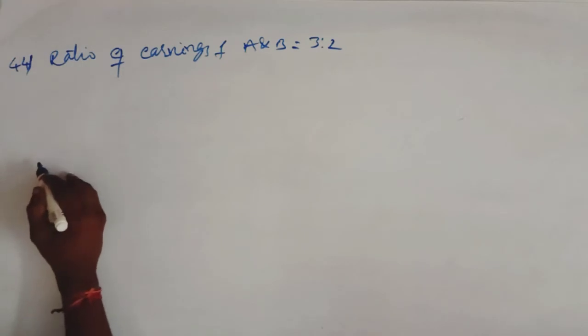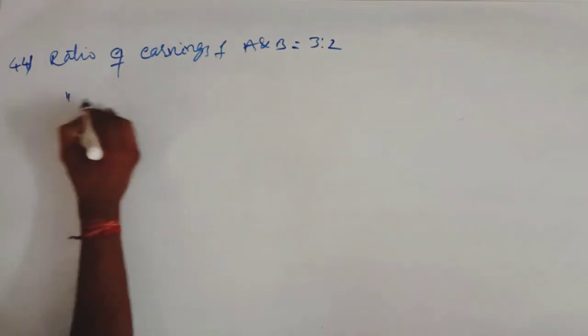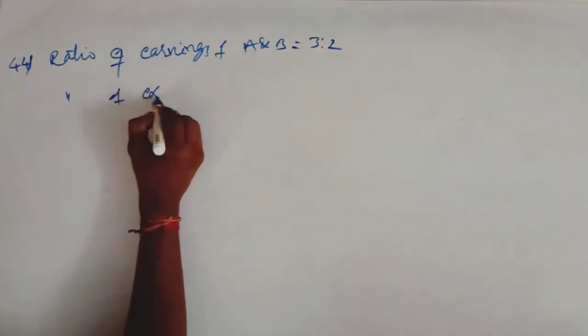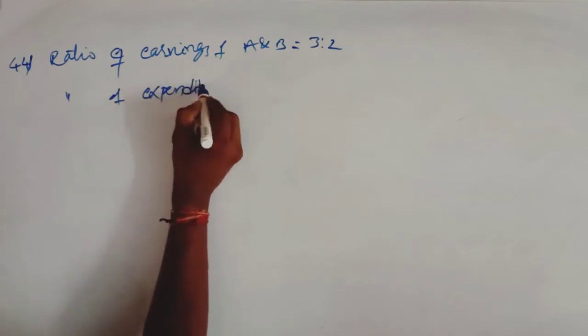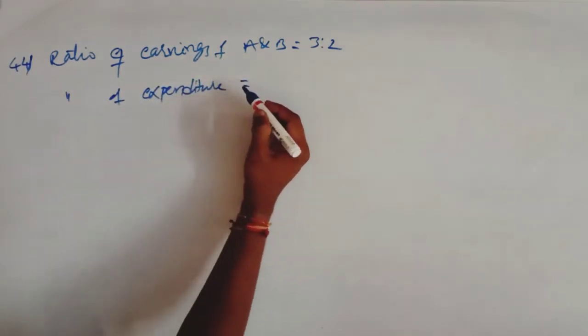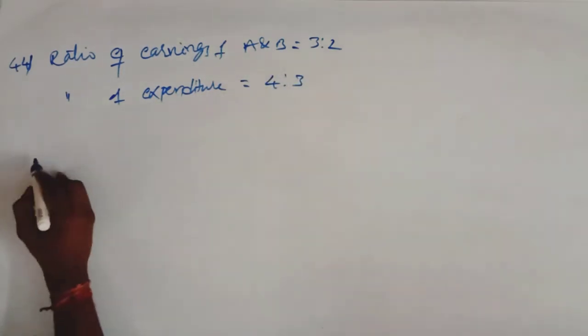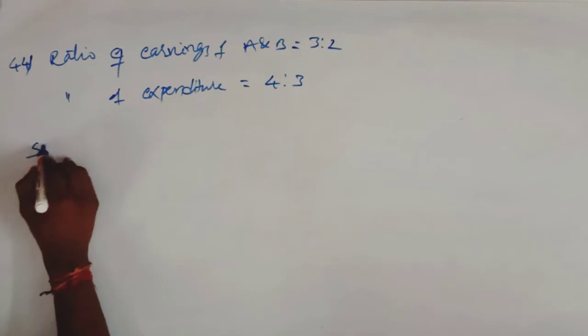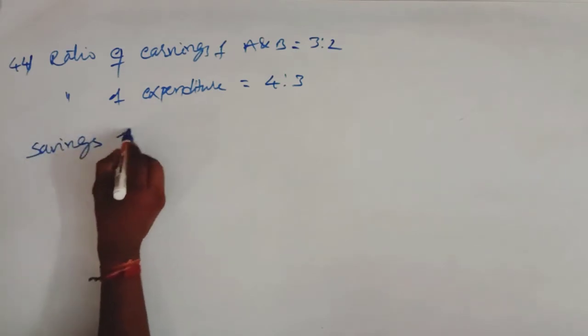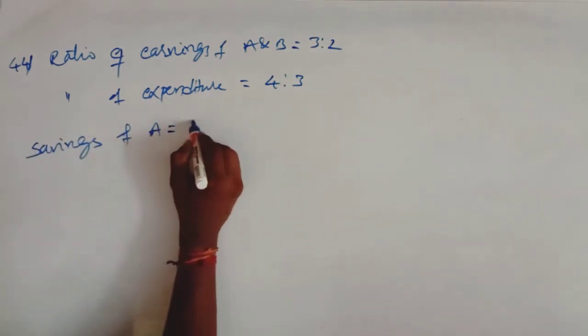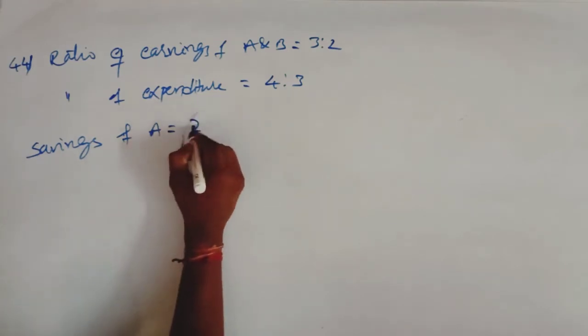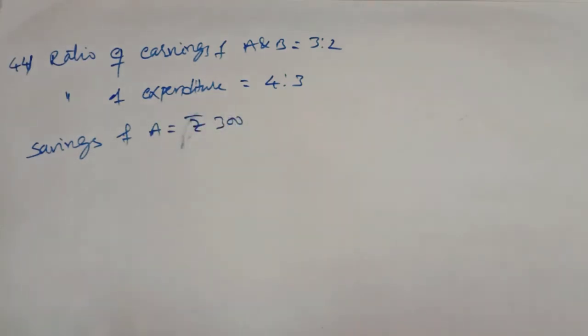And the ratio of monthly expenditure is 4:3, and A saves 300 rupees each month. Savings of A is equal to 300 rupees. Then the question is, which one of the following cannot be the monthly savings of B? That means, which one is not the monthly savings of B?